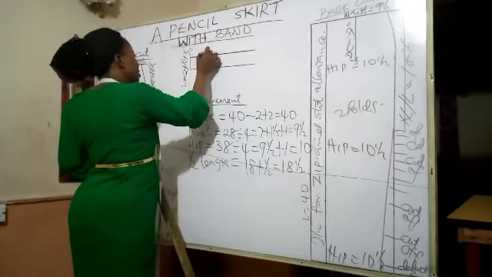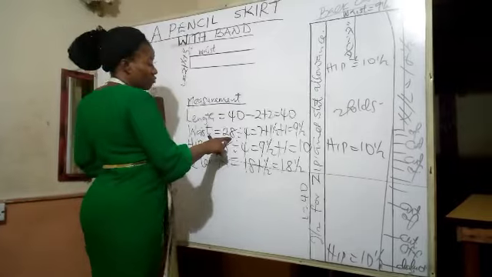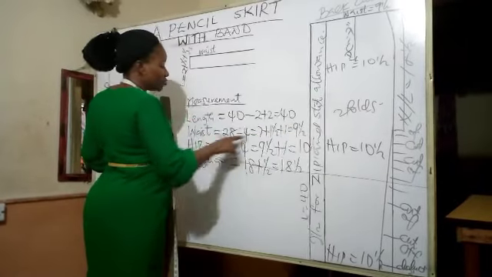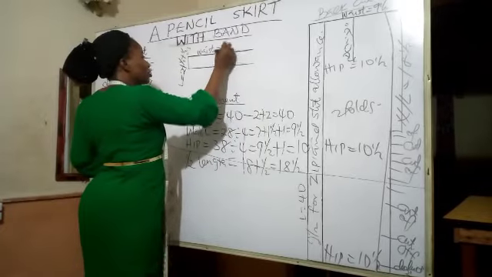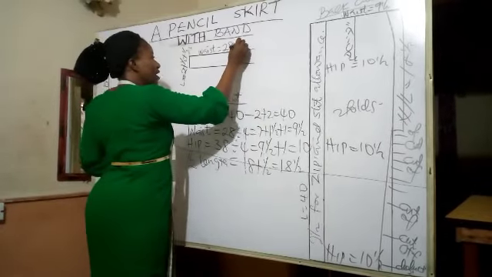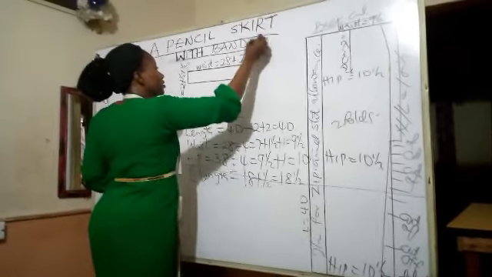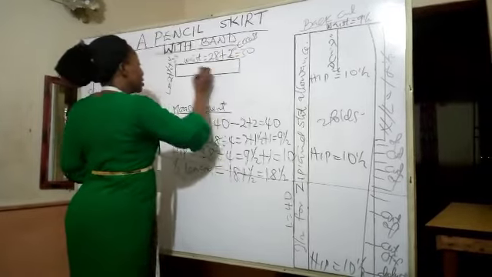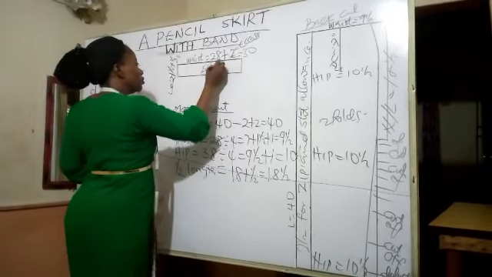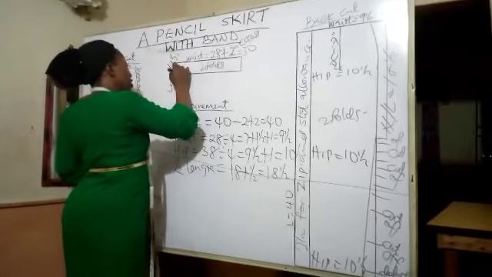Then the waist. The circumference of the waist is 28. We are no more using the calculated waist, but you are using the original waist of the customer. So waist is equal to 28 plus, you can have the excess of 2. So everything will now become 30. This one is cut in 2 folds. Now you are going to leave half to join it to the body.